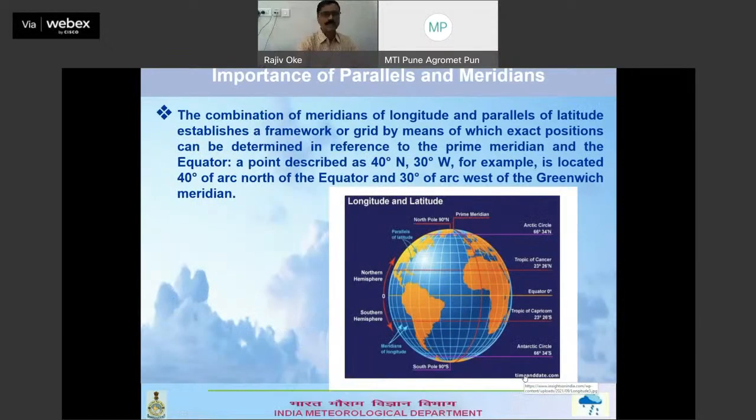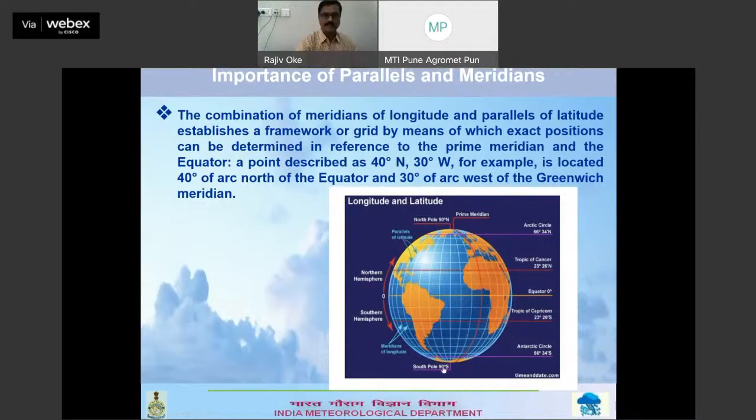Importance of parallels and meridians: what is the importance of parallels and meridians? The combination of meridians of longitude and parallels of latitude establishes a framework or grid by means of which exact position can be determined in reference to the prime meridian and the equator. For example, if 40 degrees north and 30 degrees west is the location, then it is a 40 degree arc north of the equator and a 30 degree arc west of the Greenwich meridian.